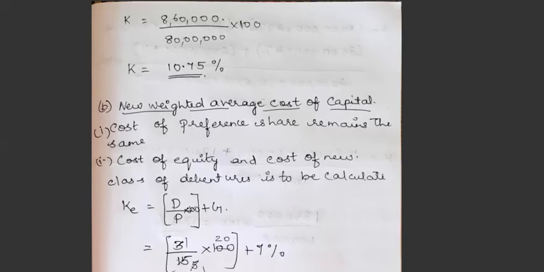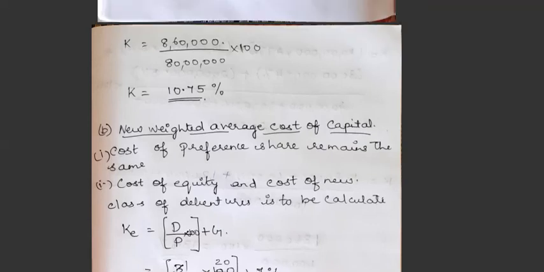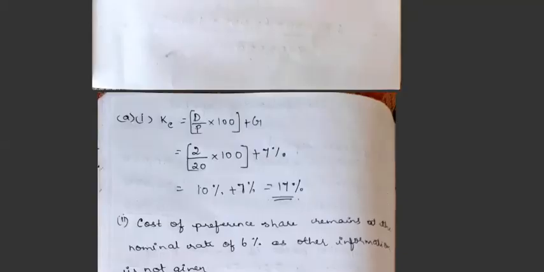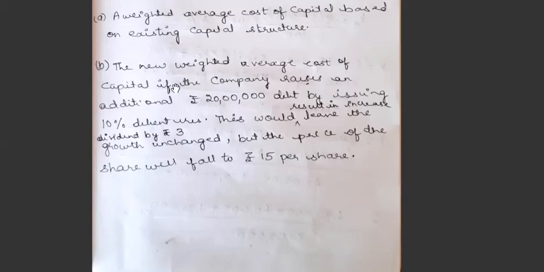Now we will calculate the new weighted average cost of capital, the answer for the second question. The question is: calculate the new weighted average cost of capital if the company raises an additional 20 lakh. Additional means the old will continue, the old equity share capital, preference share capital and debentures. Along with that we have 20 lakh of debentures at 10%. This would result in an increase in dividend to 3. So when they go for the debentures of 20 lakh, the dividend will be rupees 3 and the market price will be rupees 15.